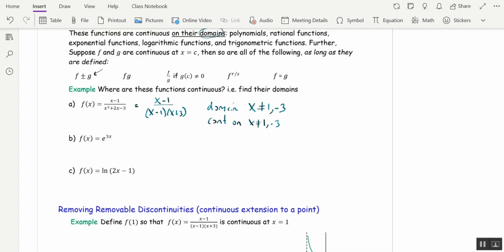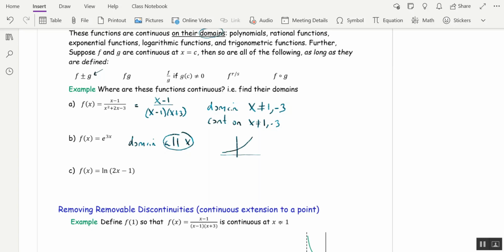F of x equals e to the 3x. Well, the domain here is all x. So that function is continuous for all x. There's no value I could put in for x that would make e to the 3x undefined. Absolutely nothing. Remember what the graph of e to the x looks like. Looks like that. E to the 3x is very similar.